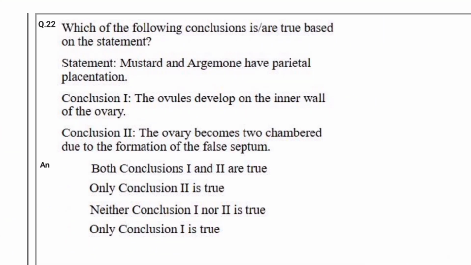Let's see the next question. Which of the following conclusions are true based on the statement? Statement is: mustard and argemone have parietal placentation. Conclusion 1: the ovules develop on the inner wall of the ovary. Conclusion 2: the ovary becomes two-chambered due to the formation of a false septum. The options are: both conclusion 1 and 2 are true; only conclusion 2 is true; neither conclusion 1 nor 2 is true; only conclusion 1 is true. For this, the correct answer is the first one, both conclusion 1 and 2 are true.